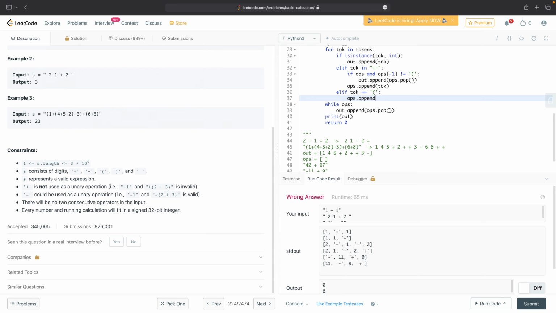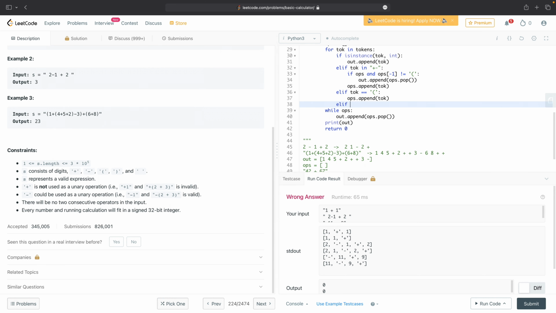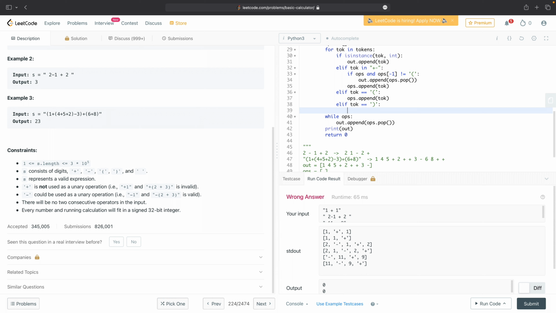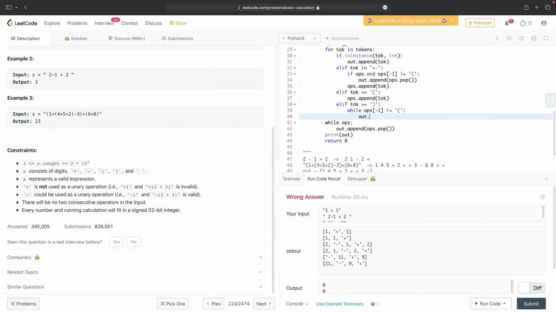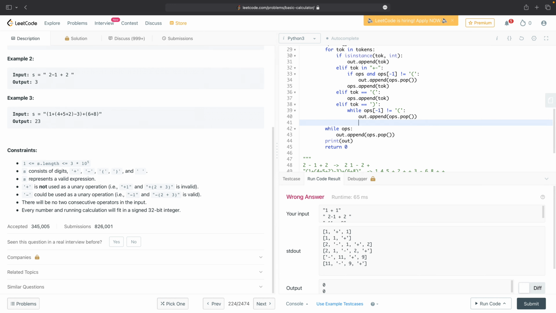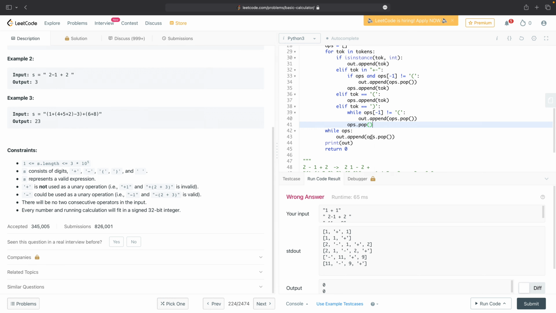Ops.append toc. Elif toc is equal to the close paren, while ops[-1] does not equal the open paren, out.append ops.pop, ops.pop, because we want to get rid of that open paren there. So, oops, let's think about this.